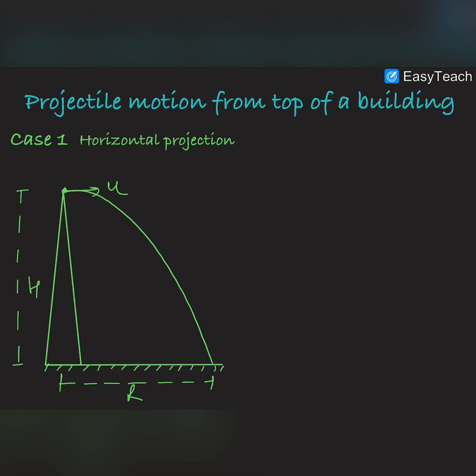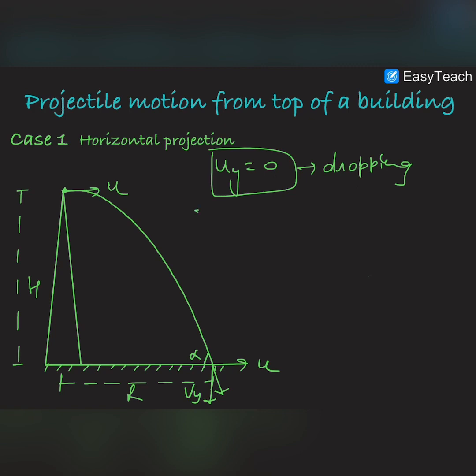And at the time it strikes the ground, it would strike at some angle alpha, because this velocity will still remain u and this will be v y. We know that the initial velocity in the y direction is 0. Therefore, this is the case of dropping a stone. Now the time of flight would be the square root of 2h by g. This is the time of flight in the case of dropping.